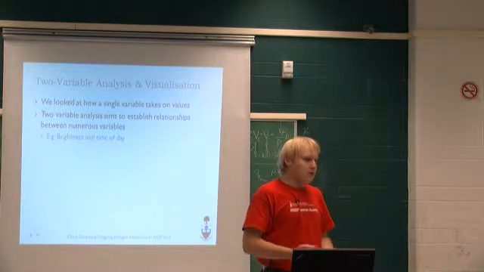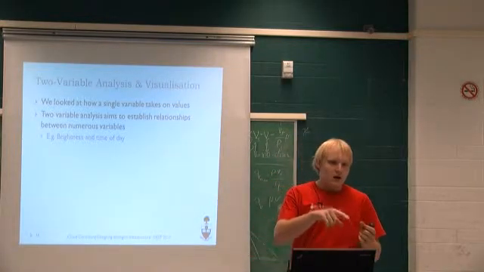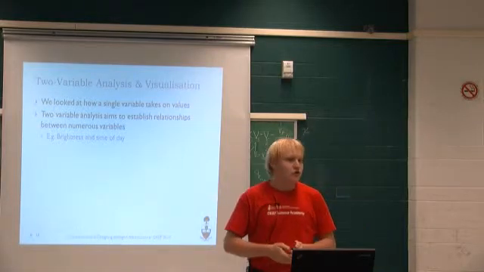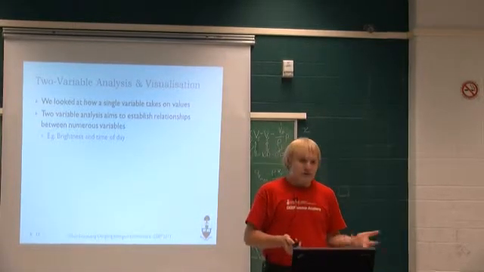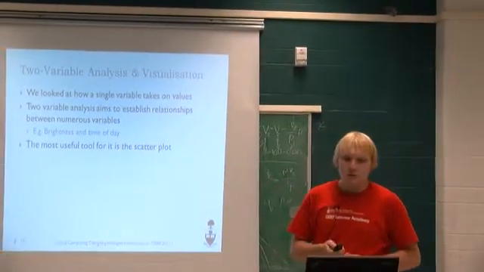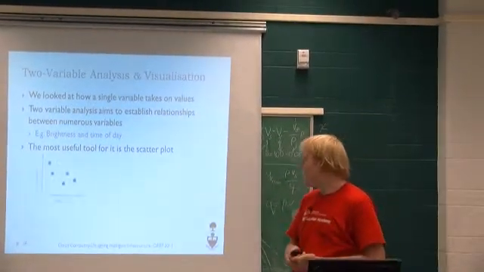So brightness and time of day. If you can imagine a graph of the brightness versus the time of day, it makes sense that there is a relationship between those two because of the definition of a day, as in the rotation of the Earth. And the most useful tool for it is a scatter plot.